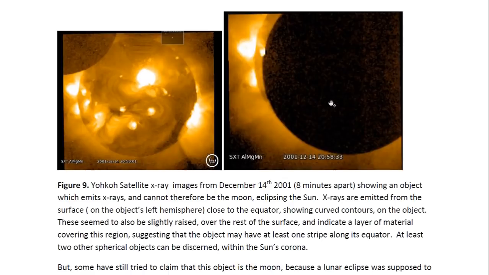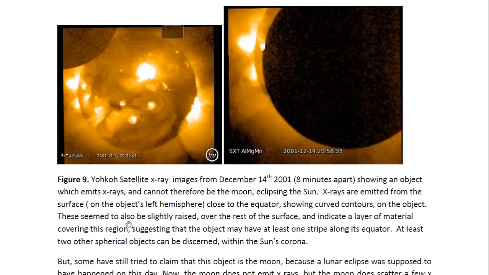And we can also see that some of these X-rays show that close to the equator there are some curved contours on the object, and these seem to indicate a layer which is raised above the rest of the surface, indicating there's possibly some kind of stripe along the object's equator. Now, obviously, this is a spherical object. Only a spherical object would have these types of spherical contours on it.